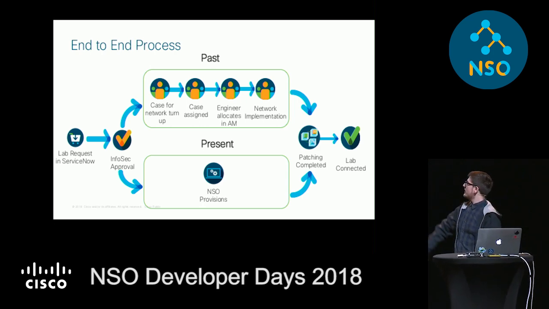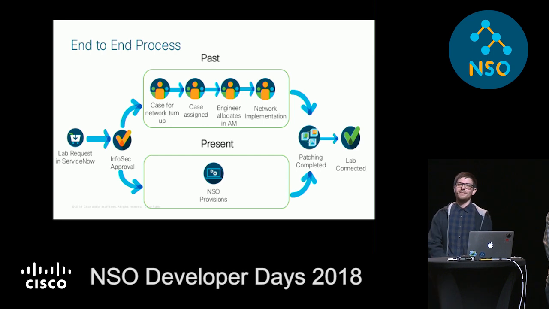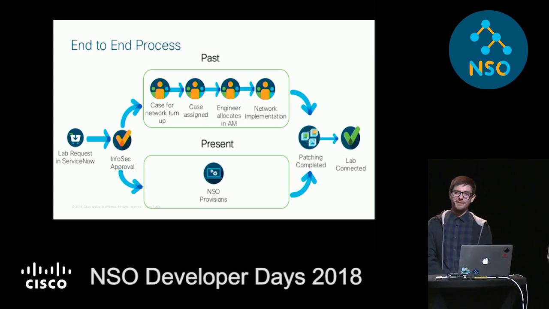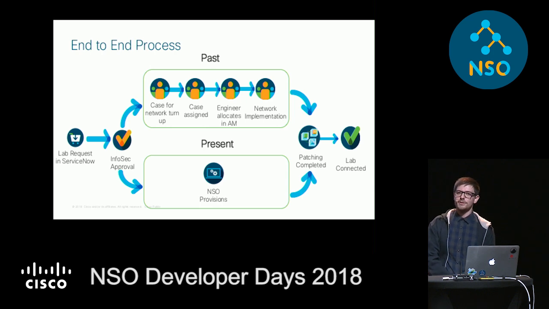The user puts in a lab request in ServiceNow. You go through InfoSec approval. Depends how InfoSec are feeling on that day, whether it gets processed in 1 day, 1 week, 1 month. Then a case for network turnup gets put through to tier 1, and generally this will be actioned and reviewed by the engineer. And once that's done, it gets assigned.